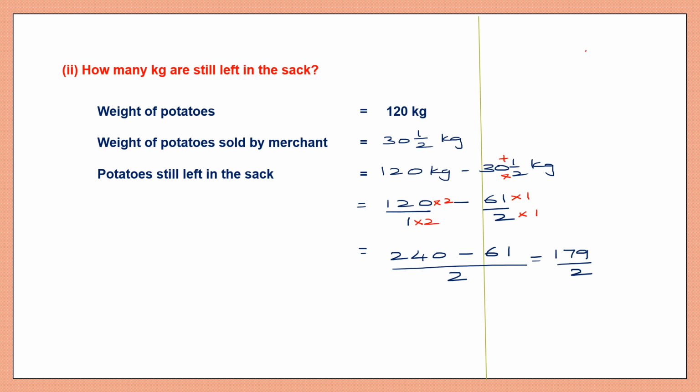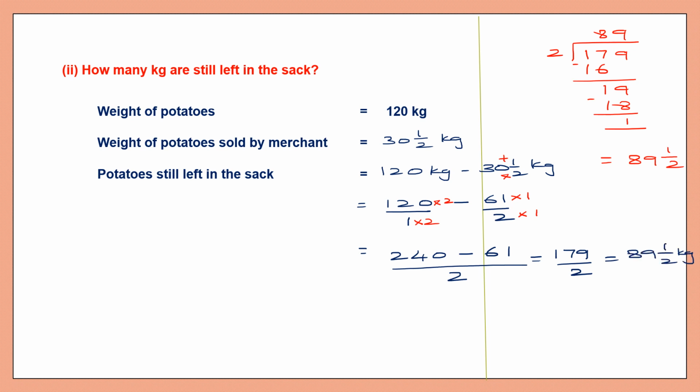Let's convert it to a mixed number. So 179 divided by 2. Let's take 17. 2 8s are 16 minus 1, bring down 9. 2 9s are 18 minus 1. So what is our mixed number here? 89 1 by 2. So the potatoes still left in the sack will be 89 1 by 2 kilograms. So 89 1 by 2 kilograms of potatoes are still left in the sack.